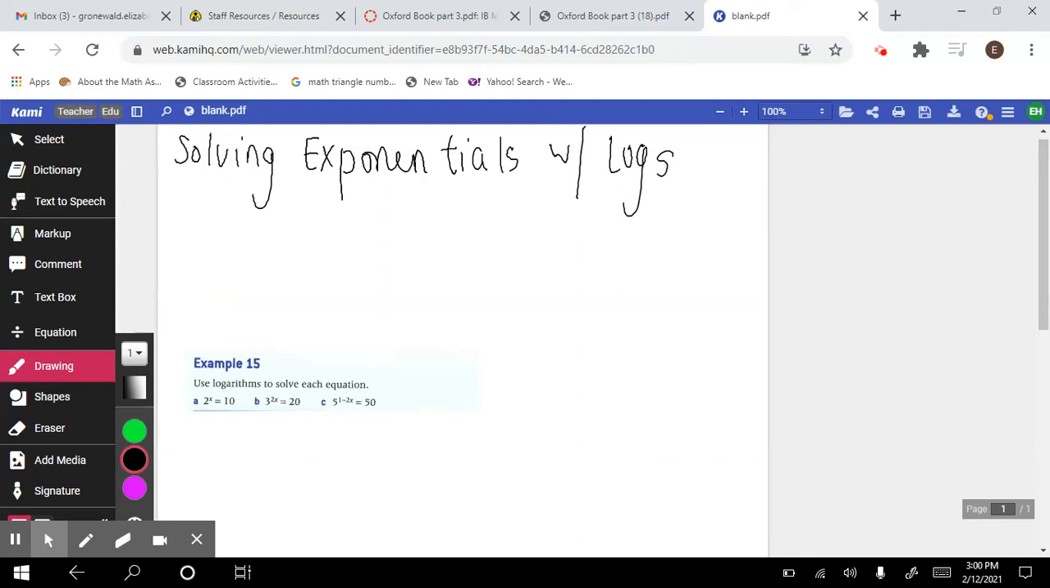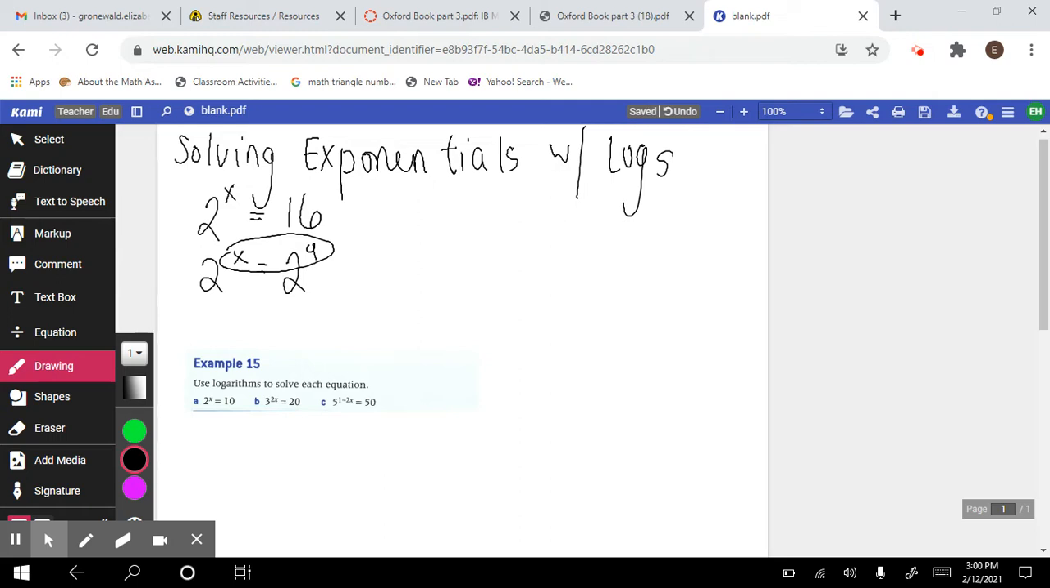So in this section, we're going to go over solving exponentials with logarithms. Earlier in the chapter, you learned how to solve them without logs in problems like this. To solve an exponential with no logarithm, you would just change the bases. So I would change both of these to a base of 2. 16 can be written as 2 to the 4th power, and because their bases are the same, their powers have to be the same.